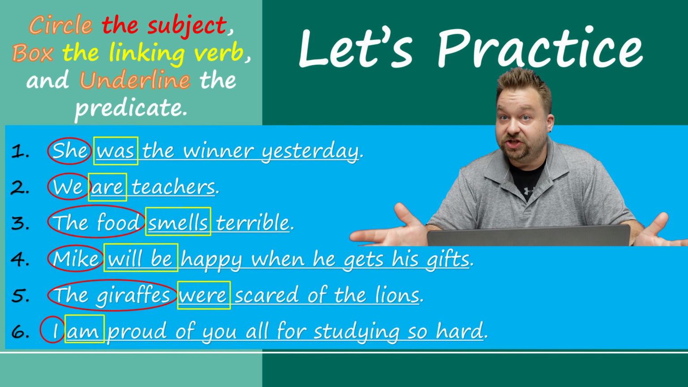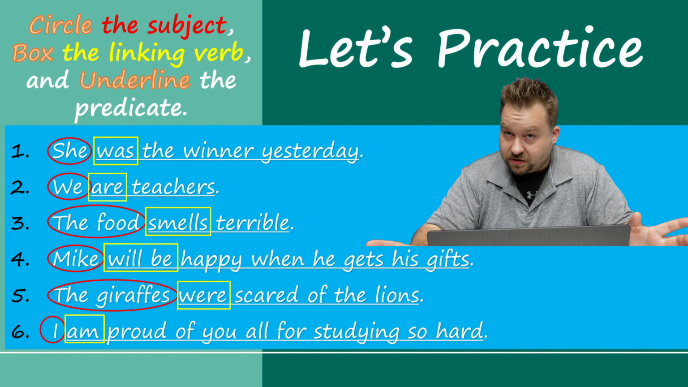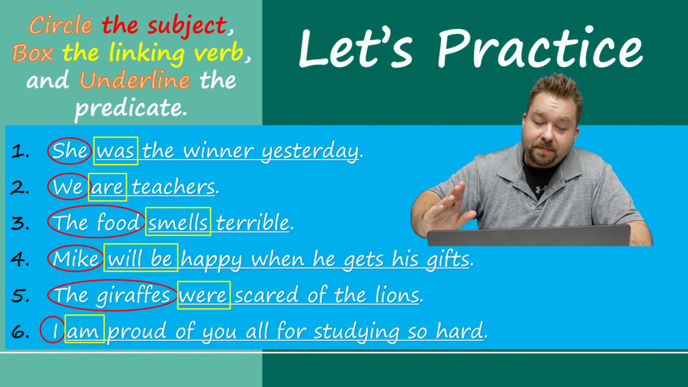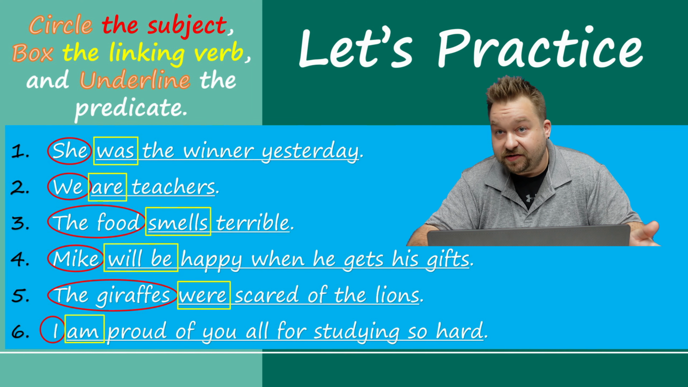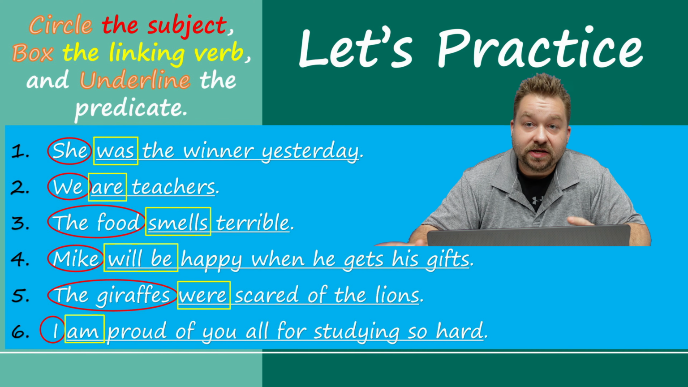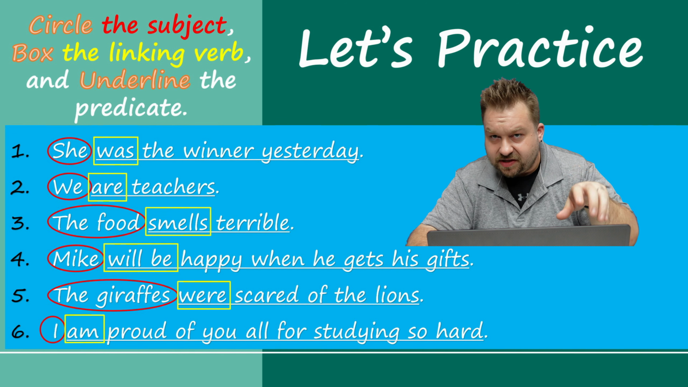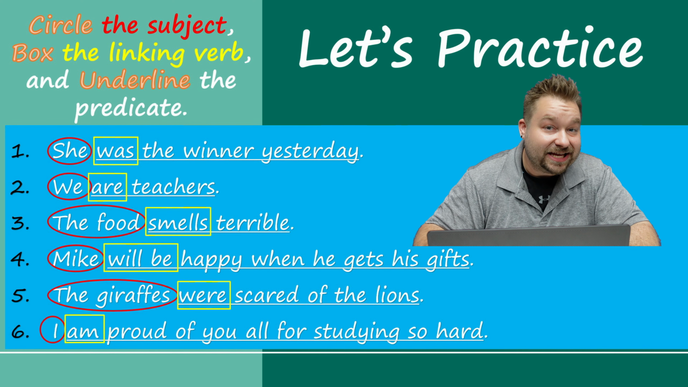Now, these sentences just got bigger. Number 4. Mike is our subject. Will be happy when he gets his gifts. That's our predicate, the other half of the sentence. Will be, future tense here. Will be is one of our linking verbs. Because we have the tense thing, which I'll explain later, but don't worry. Will be. That is our linking verb.